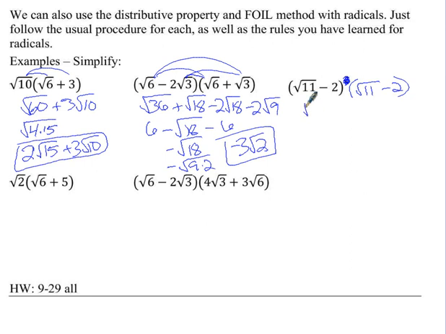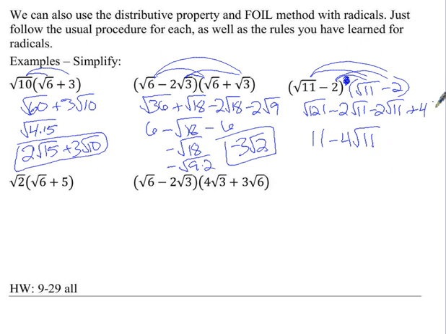So square root 121. Two square root 11. Minus another 2 square root 11. Yeah, negative 2 times negative 2 is positive 4, so plus 4. All right, square root of 121, does that simplify? 11. We have like terms right here. What does that become? Minus 4 square root 11. And then this guy, plus 4.